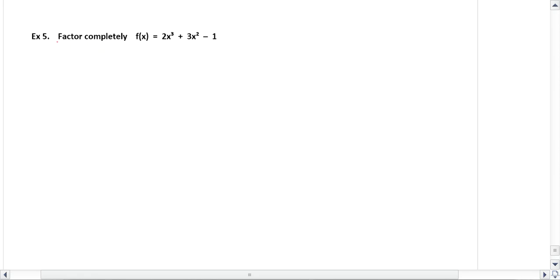In example 5, we're told to factor completely. So remember the steps. We make a list of possible roots and we find out which ones work. So for the 1, I guess the only factor of 1 is plus minus 1. And then 2 is 1 and 2, so remember the p over q, gives us another possibility of plus minus 1/2. So this isn't too many to check. So we're going to plug these in and find out which ones of these give us an answer of 0, and then we know it's a factor.